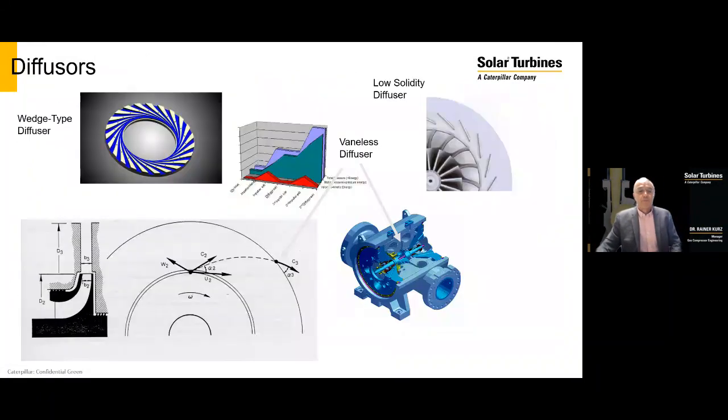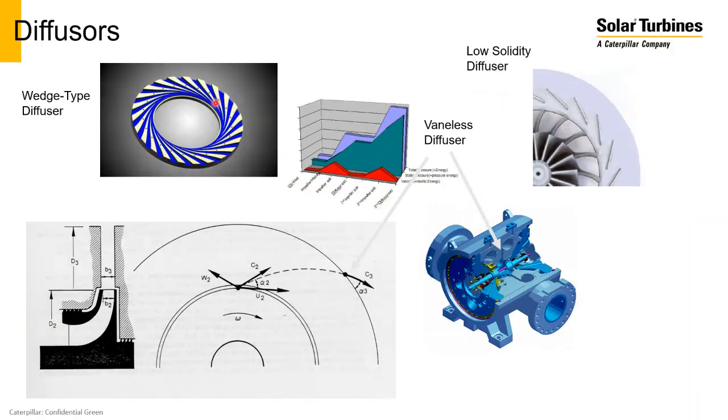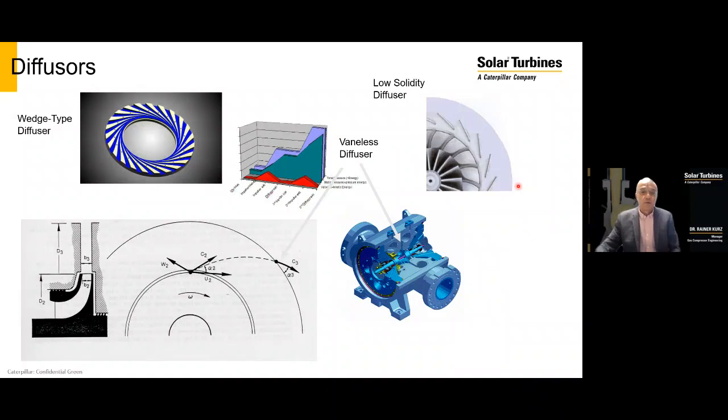So after the impeller, we have a diffuser, and there are again different types in use. The most commonly used diffuser is the so-called parallel wall or vaneless diffuser, like this one here, but there are also machines with wedge-type diffusers where the diffuser has distinct wedge-like channels, and so-called low solidity diffusers, where you basically have airfoils in the diffuser.